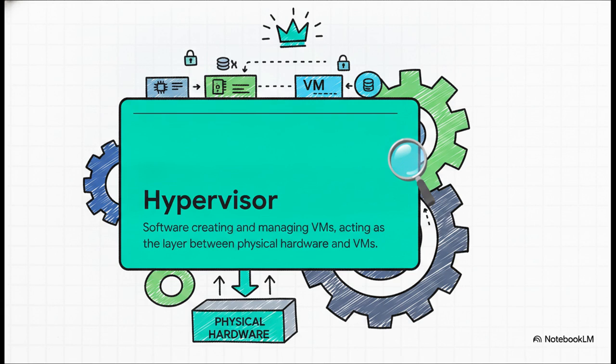It's the software sitting directly between the bare metal physical hardware and your virtual systems. It's basically the boss. It creates the VMs, it allocates CPU, it hands out memory, manages storage access, and makes sure every single virtual system stays completely isolated from the others. Simply put, without the hypervisor, virtualization just doesn't happen.